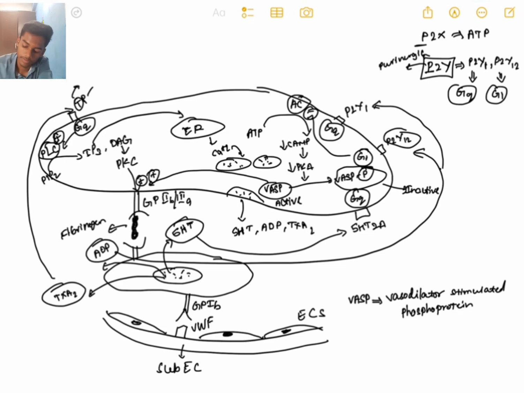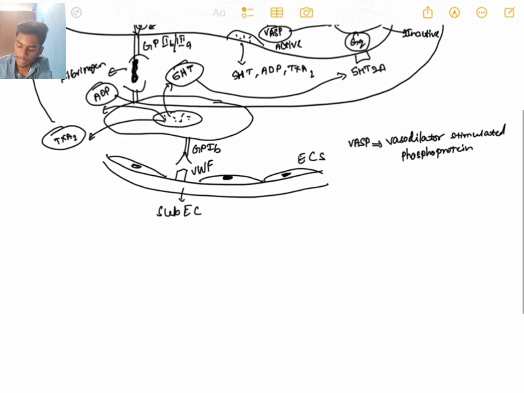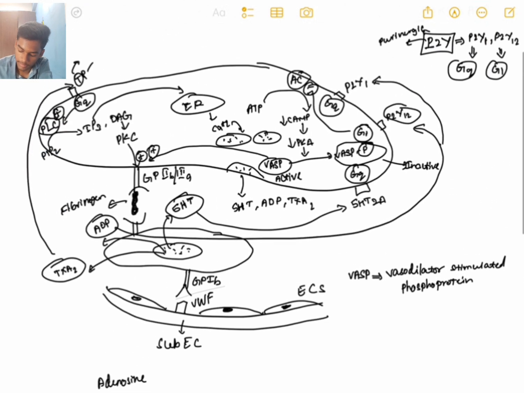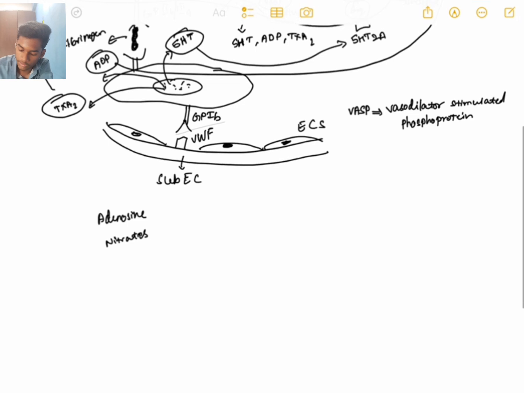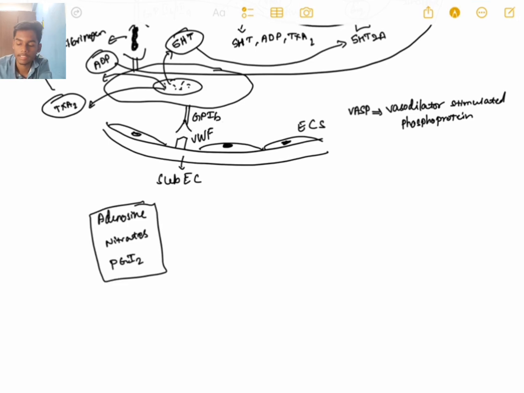Now, what is the role of adenosine, nitrates on platelet aggregation? What will they do? What will these nitrates and adenosine do on platelets? And another thing we can see is prostacyclin, PGI2. What will these three do on platelets?